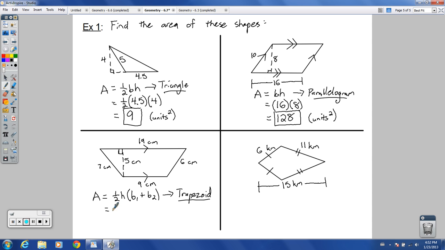Okay, and here we have 1/2. What's your height? Straight up and down. We're not talking the height on these slant parts here, but straight up and down, with respect to the bases, the perpendicular part to the bases. It is 5. So this should be a 5.